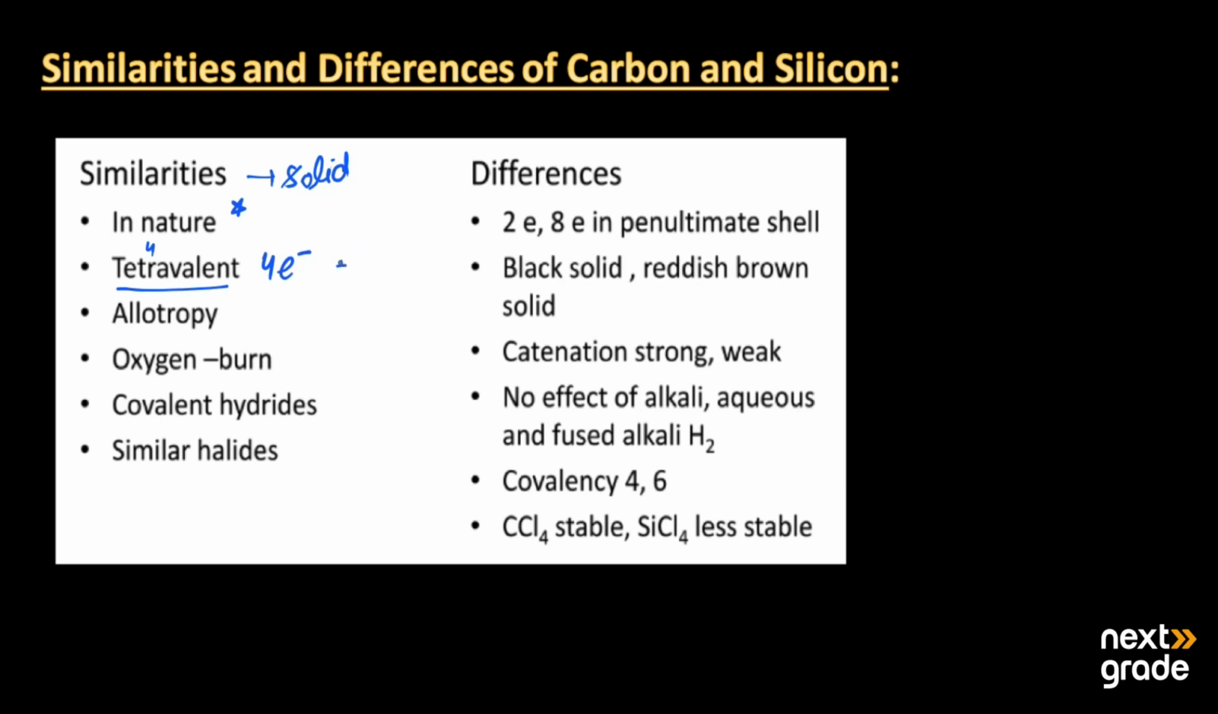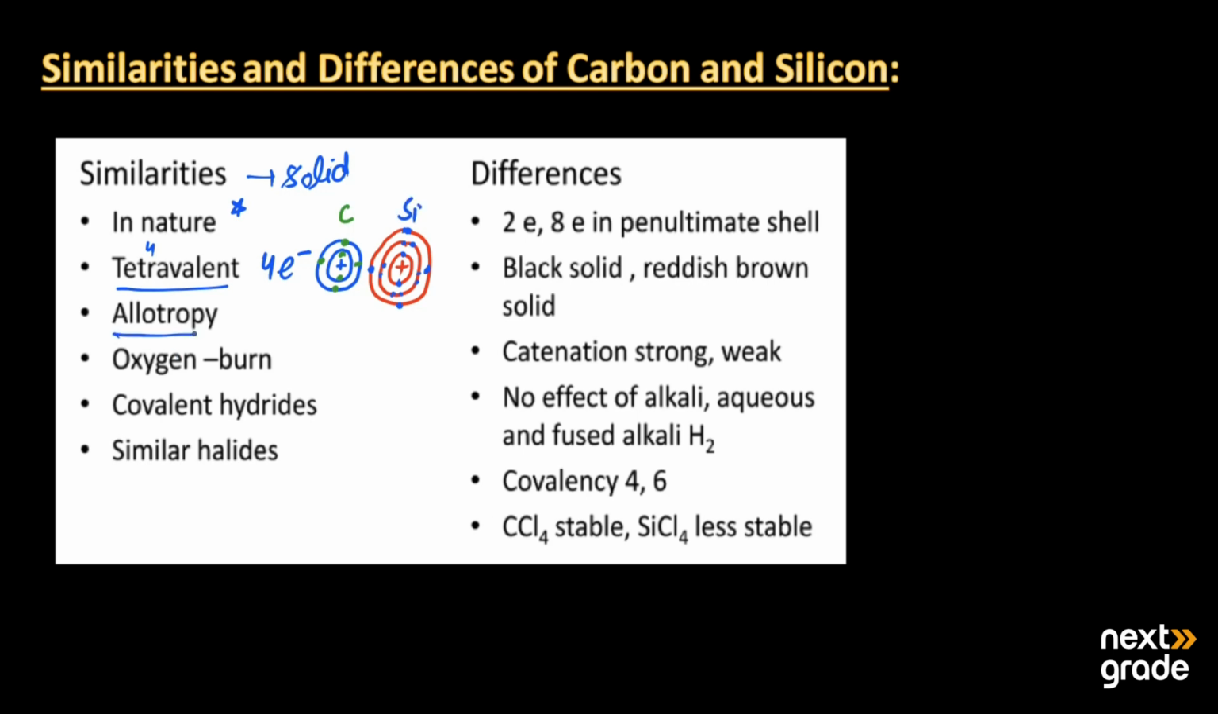So if I draw carbon here, it has two shells, and here we have silicon. It has three shells. When we look at their electrons, for silicon the second shell contains 8 and the outermost shell contains 4 electrons. On the other hand, for carbon, 2 electrons in the first shell and 4 electrons in the valence shell. This is for carbon and this is for silicon.